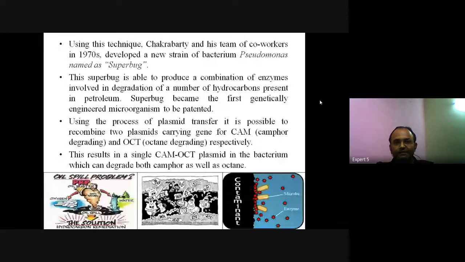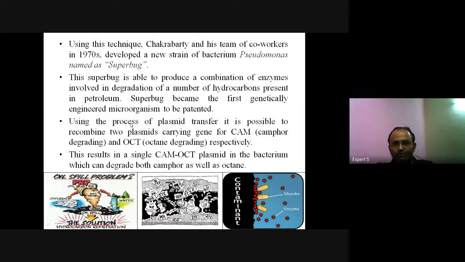And using this technique, Anand Mohan Chakrabarty and his team of co-workers in 1970 developed a new strain of bacterium, a Pseudomonas, which is known as a superbug. Superbug is a bacteria, generally Pseudomonas putida, and this superbug is used for the treatment of oil spills. This superbug is able to produce a combination of enzymes involved in the degradation of a number of hydrocarbons present in the petroleum. And superbug became the first genetically engineered microorganism to be patented.